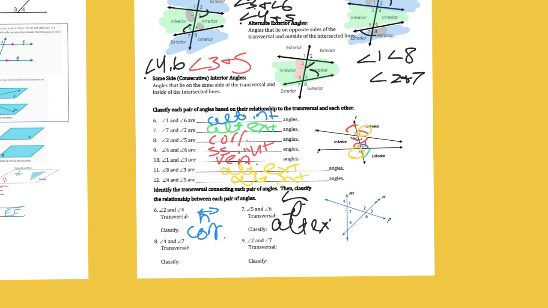The next thing would be 4 and 7. How are 4 and 7 related? Well, they're not in the same intersection because they have vertices that are different. The line that connects those two vertices is going to be line M. And then they are going to be same side interior. So they're going to be between those two lines, and they're going to be on the same side of the transversal. So it would be same side interior.